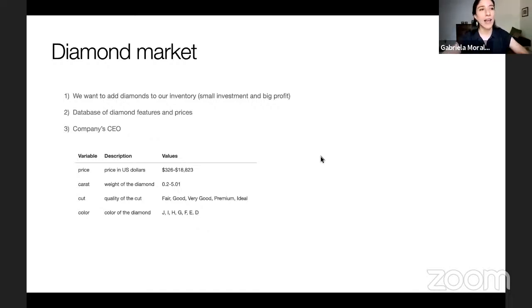So can anyone tell me what's the best chart type to visualize price versus carat, which is numerical versus numerical? Line? Well, yes, you can make a line. Scatter plot. Yes, scatter plot with a line. You got it as a team.